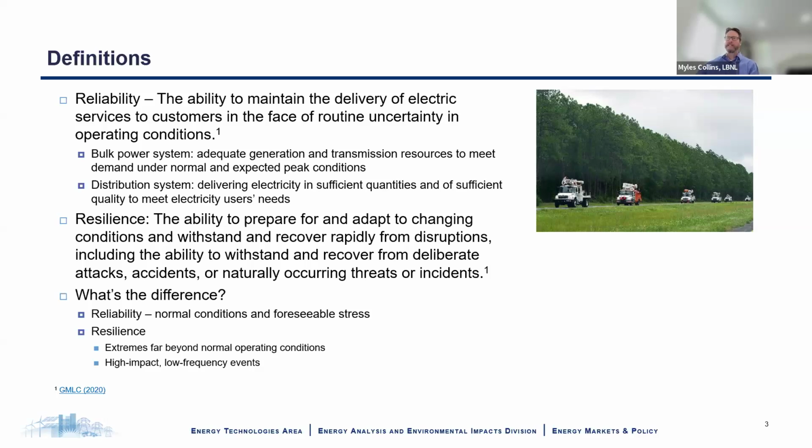On the resilience side, this is the ability to prepare for and adapt to changing conditions and withstand and recover rapidly from disruptions, including the ability to withstand and recover from deliberate attacks, accidents, or naturally occurring threats or incidents. So there's a number of different definitions in the literature and in use by states and utilities, but they generally cover the same types of concepts as you see here in this definition. You can be resilient to a number of types of disruptions, and these could be extreme weather events, earthquakes and tsunamis, or human attacks, whether cyber or physical. So broadly speaking, reliability refers to normal conditions and foreseeable stress, while resilience looks at impacts from the high impact, lower frequency events, though these types of events are getting more and more frequent. Next slide, please.